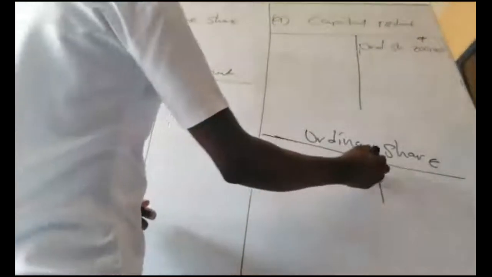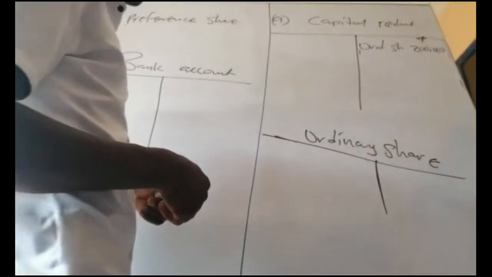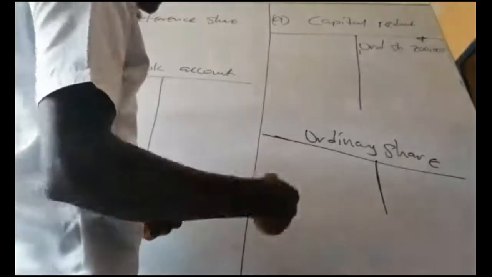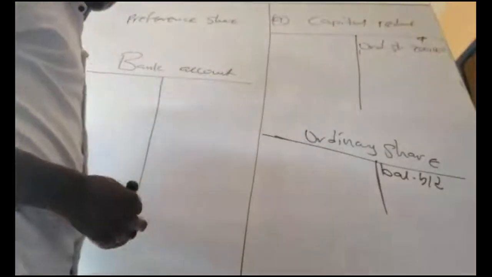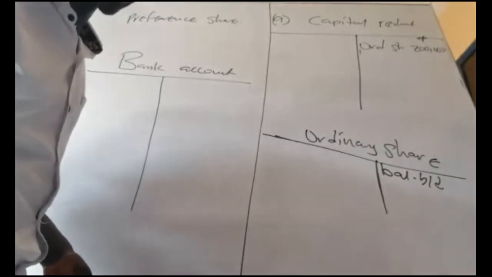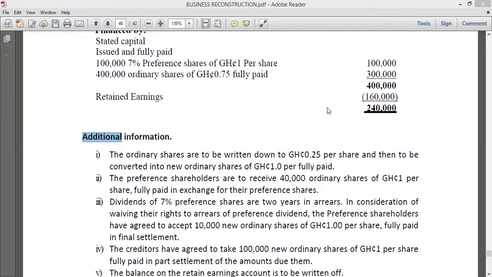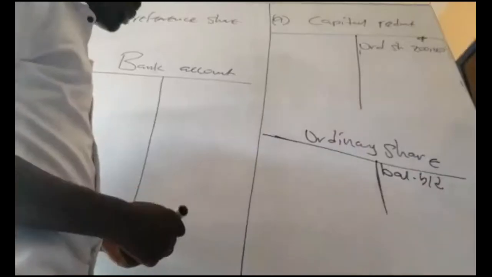Now before I enter anything in the ordinary share, I have to record the opening balance. And for ordinary share capital, the opening balance will be at the credit side. So what's the opening balance? That's the balance brought down. The opening balance of the ordinary share capital was 300,000 from the question. Let's look at it quickly. Opening balance, that's 300,000 ordinary share. Good. So let's put it here, opening balance is 300,000.